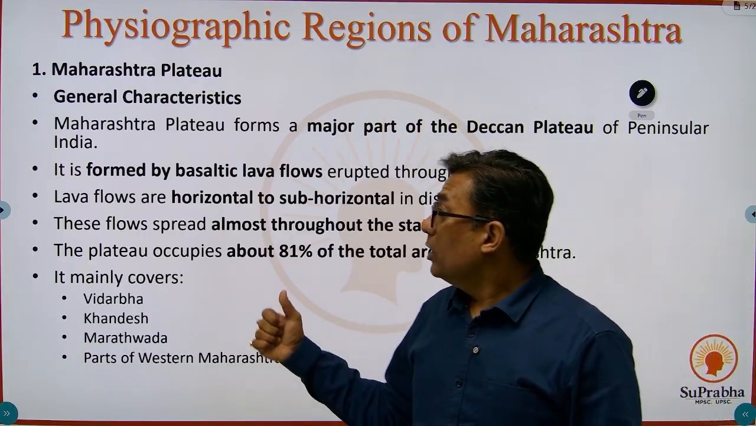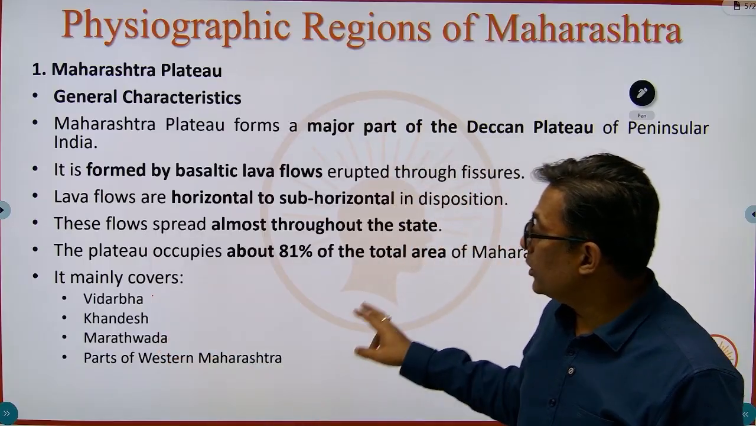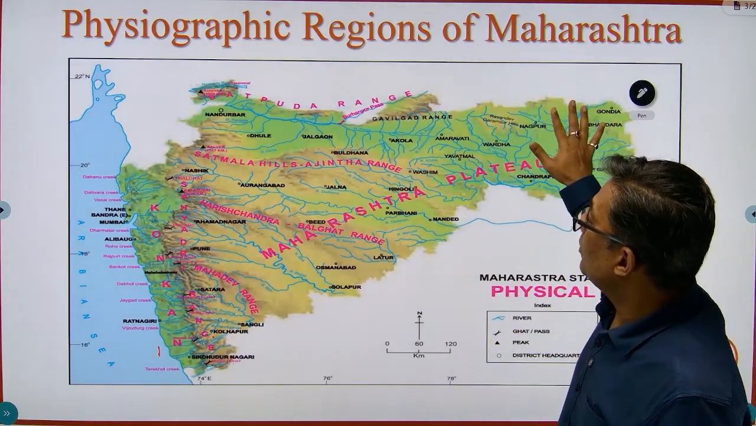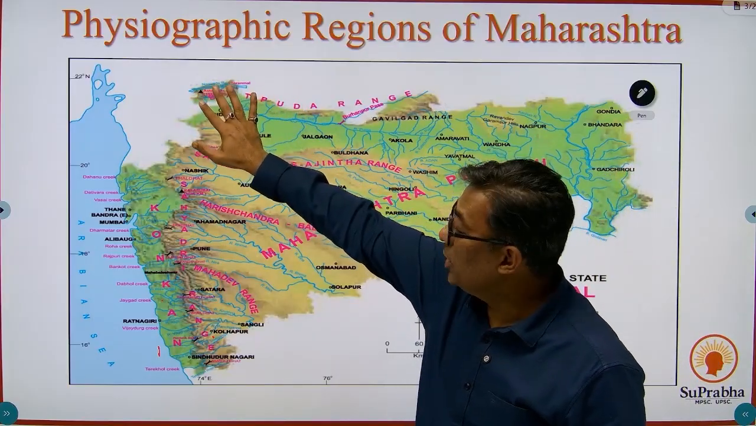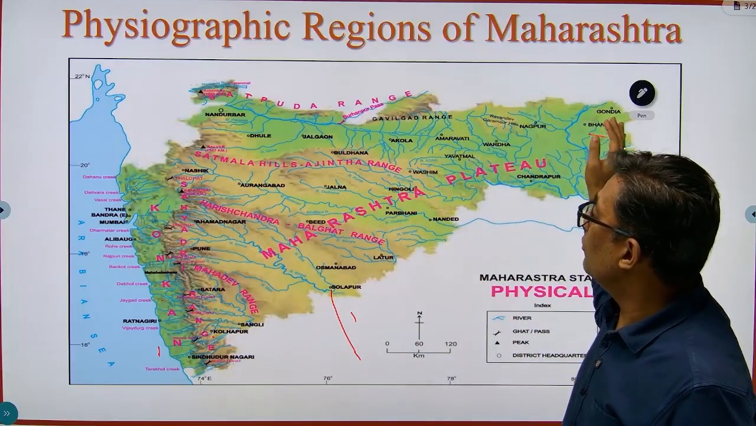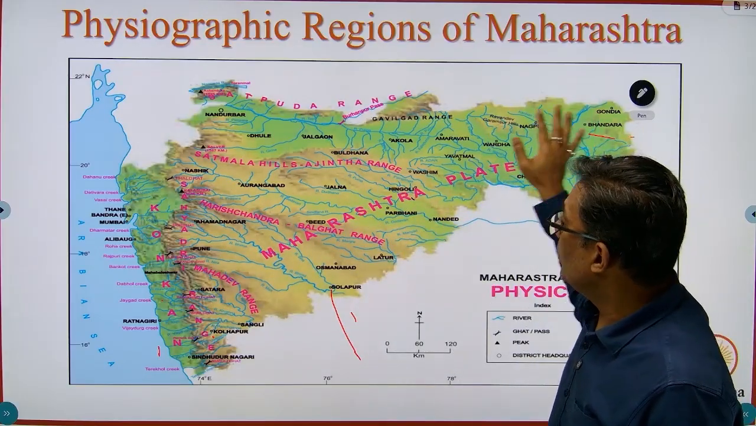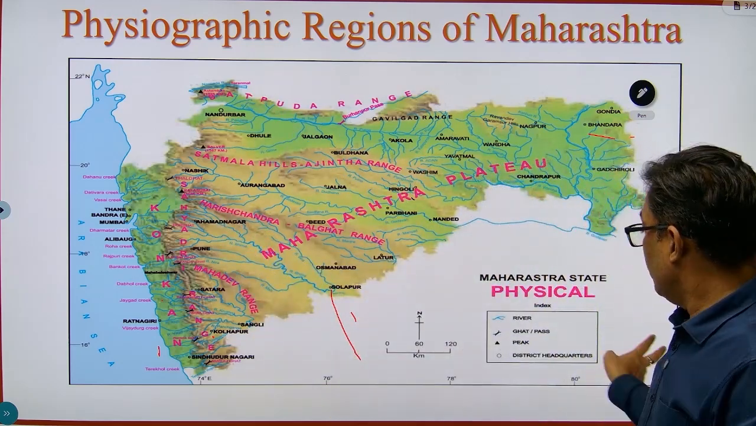And the lava flow or the Maharashtra Plateau covers the Vidarbha, the Khandesh, the Marathwada, and parts of western Maharashtra. So if you look at this, Vidarbha, Marathwada region, Khandesh region, this is the Khandesh region, and parts of western Maharashtra. So all these are covered by the Maharashtra Plateau. Okay, so Vidarbha, Marathwada, Khandesh, and the parts of western Maharashtra.